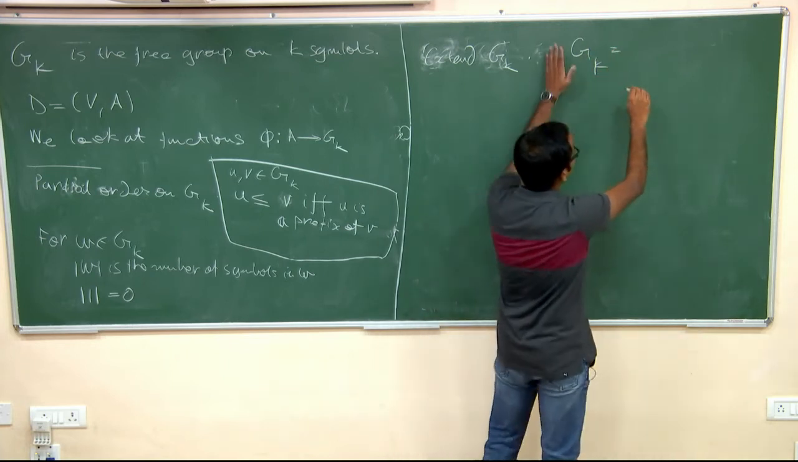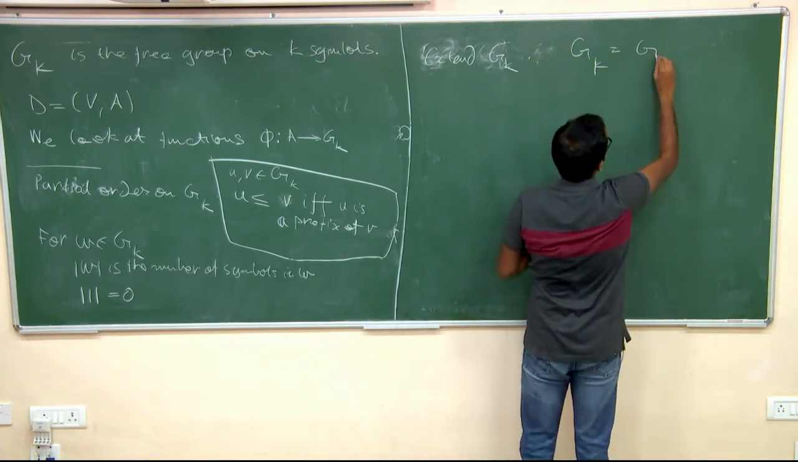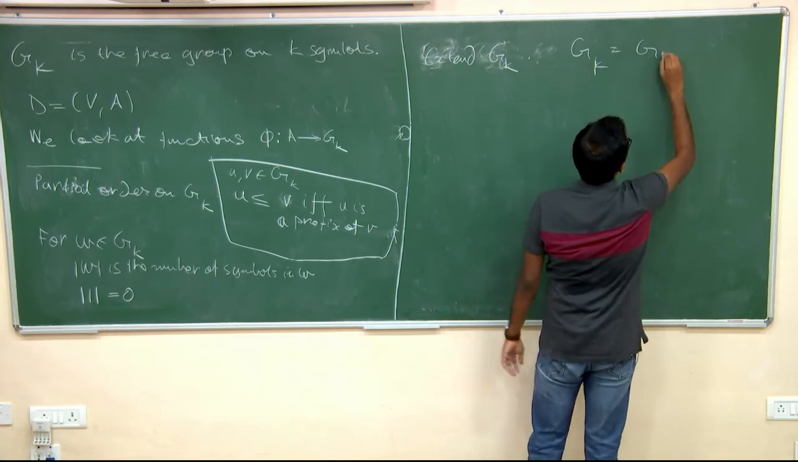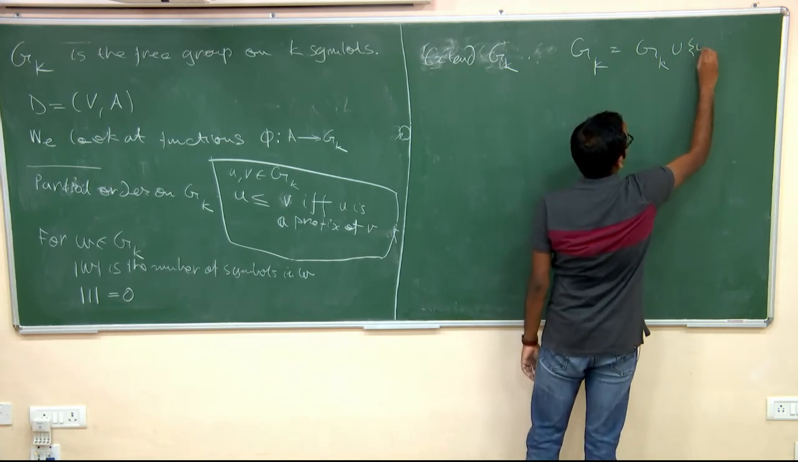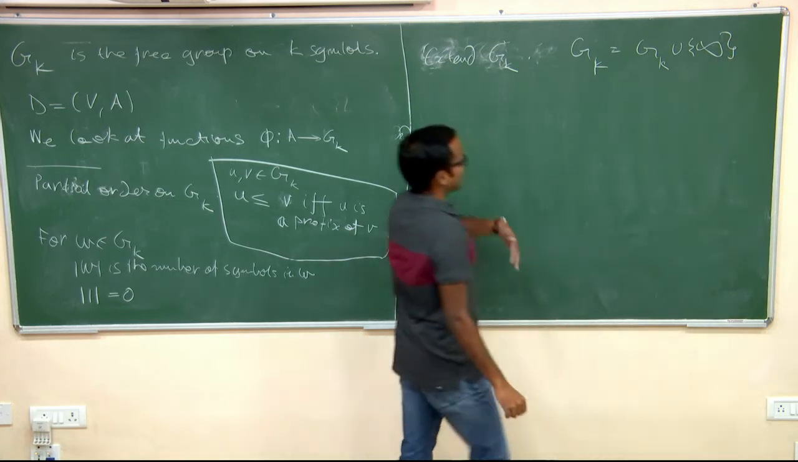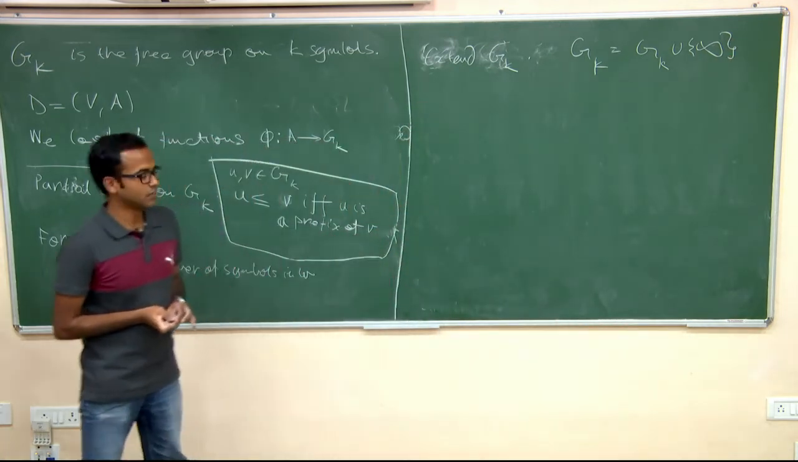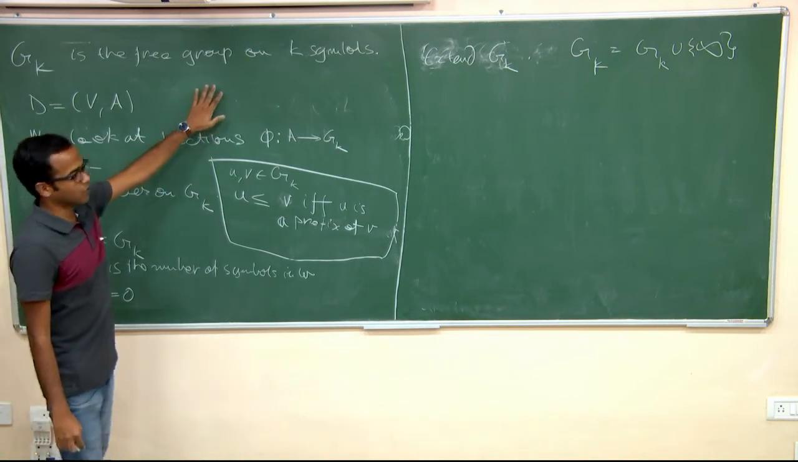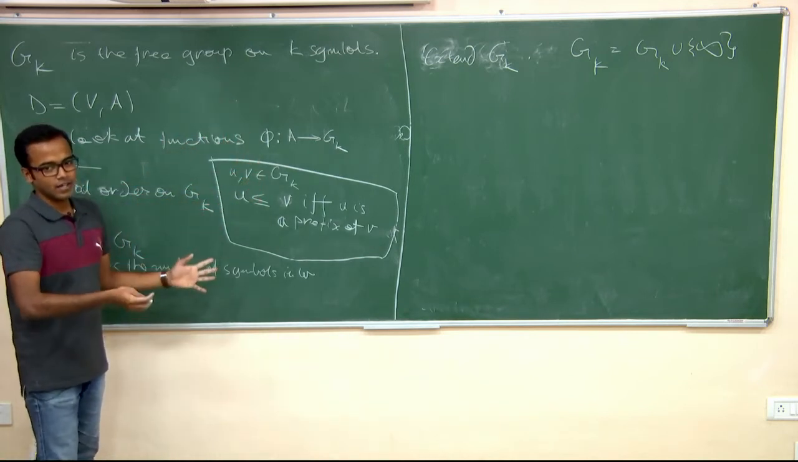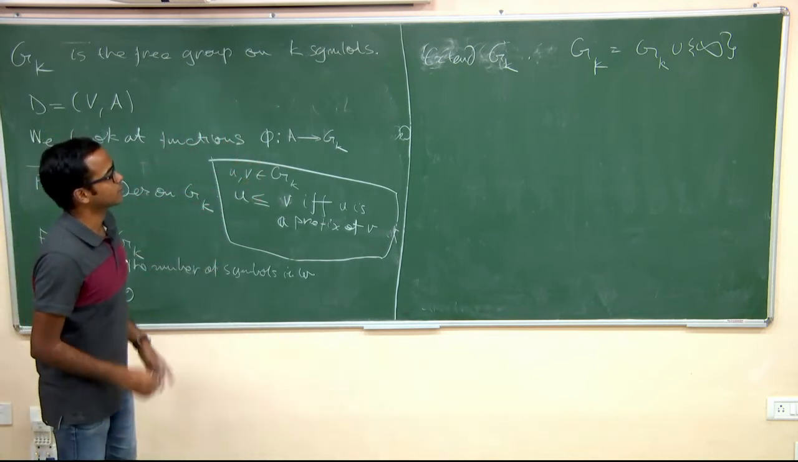I'm going to call the extension GK again. Okay, this is really wrong, but GK with this element that is larger than everything. Okay, so what I was talking about earlier, you can make any lattice into a bounded lattice.